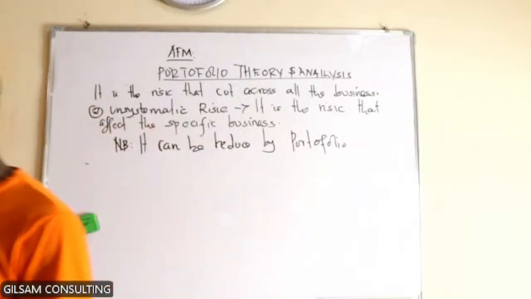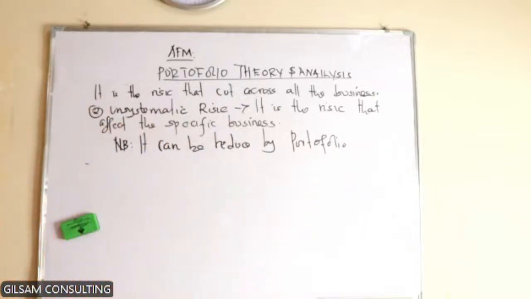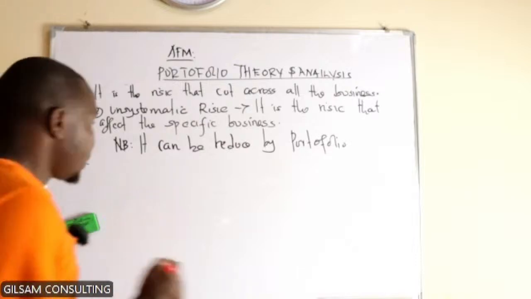It affects everywhere. So we have been told that this is the December 2024 question, Question 2B. Number one is asking for the weight of the two projects.